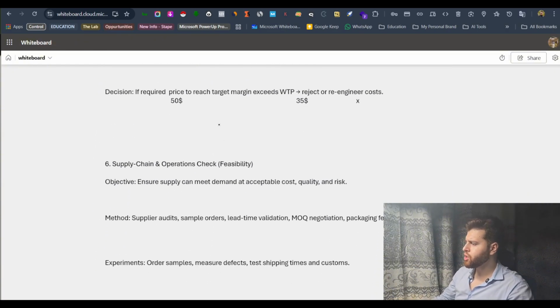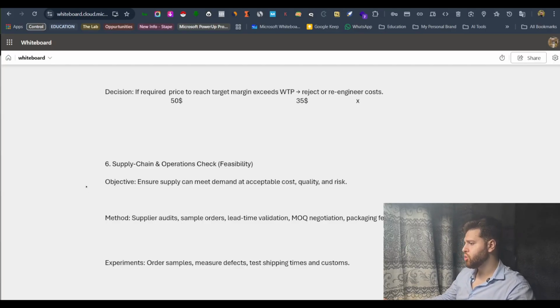Supply chain and operations check. Just before going into this, I want to say something. In the beginning, if you're really starting by yourself, or maybe you have a small team of two or three, just do the supply chain yourself. It's my advice, whether you take it or not, it's your decision, my friend. You don't want to burn any money, especially if you have a car. It would be very good.